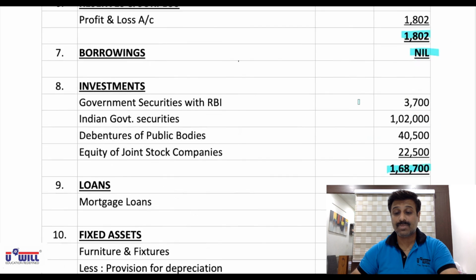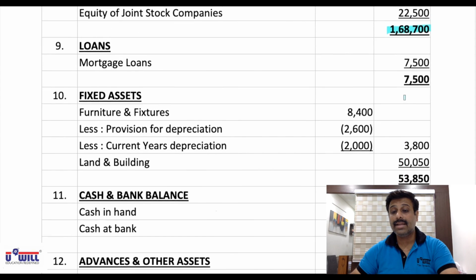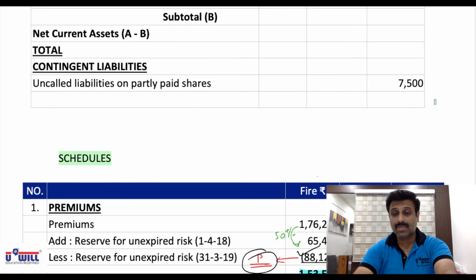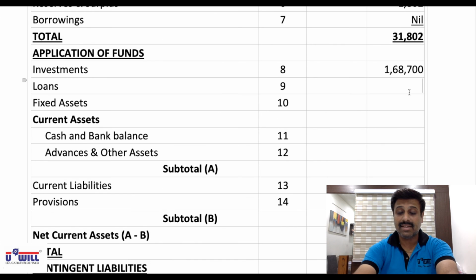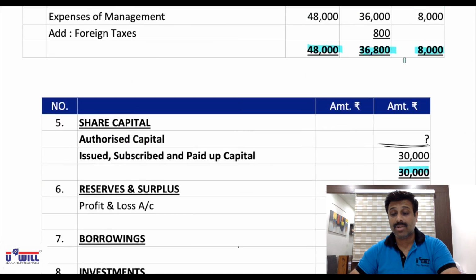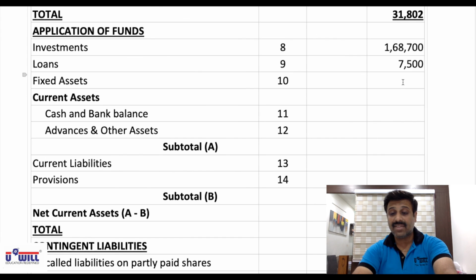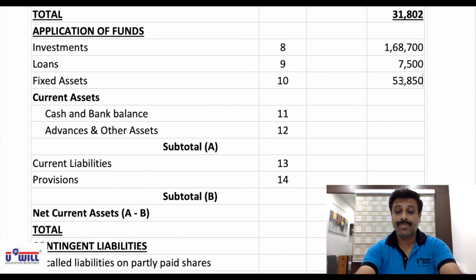Then loans as per schedule number 9, that is 7,500. Okay, loans as per schedule number 9 is 7,500. Then fixed assets as per schedule number 10 is 3,800 plus 50,000, 53,850. Okay, fixed assets are 53,850.